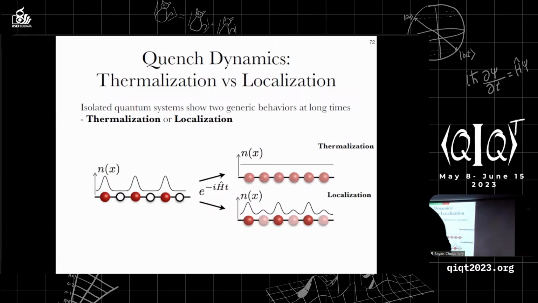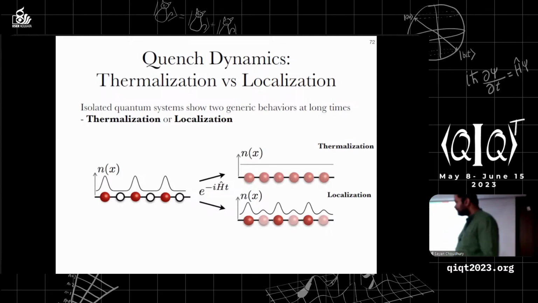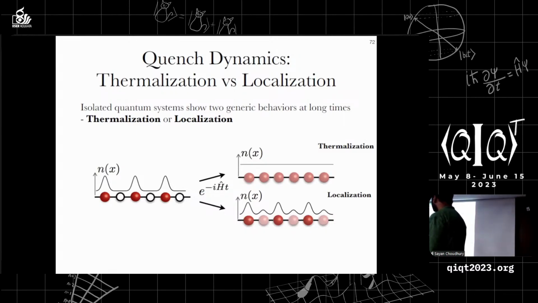If you look at isolated quantum systems, generically, there are two kinds of behavior that one sees. One is that the system can thermalize, which essentially means that any memory of the initial state is lost, or the system can localize, which means that the system can retain the memory of its initial state. A time crystal, for instance, is in some sense an example of localization, because you are recovering your initial state, so you have memory of the initial state.